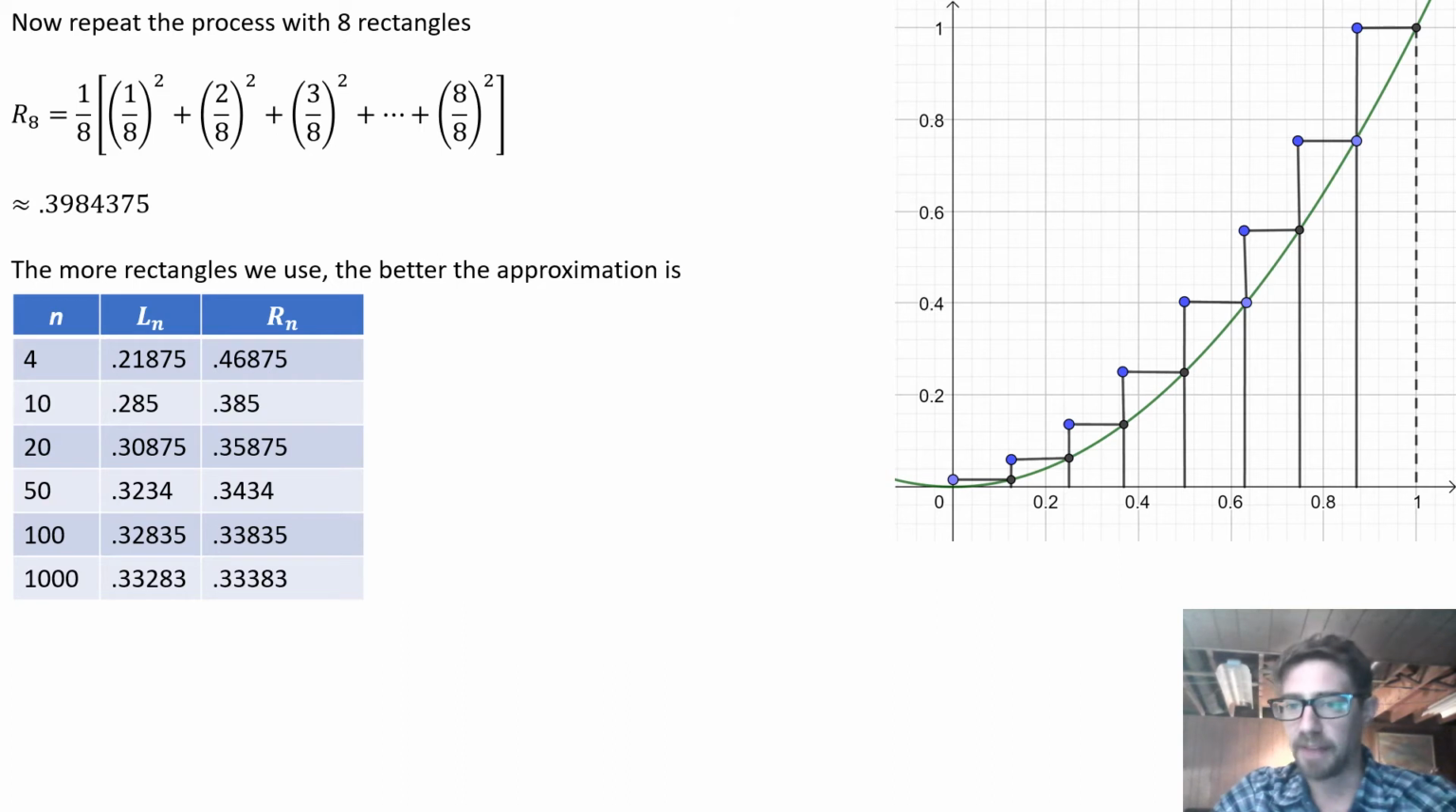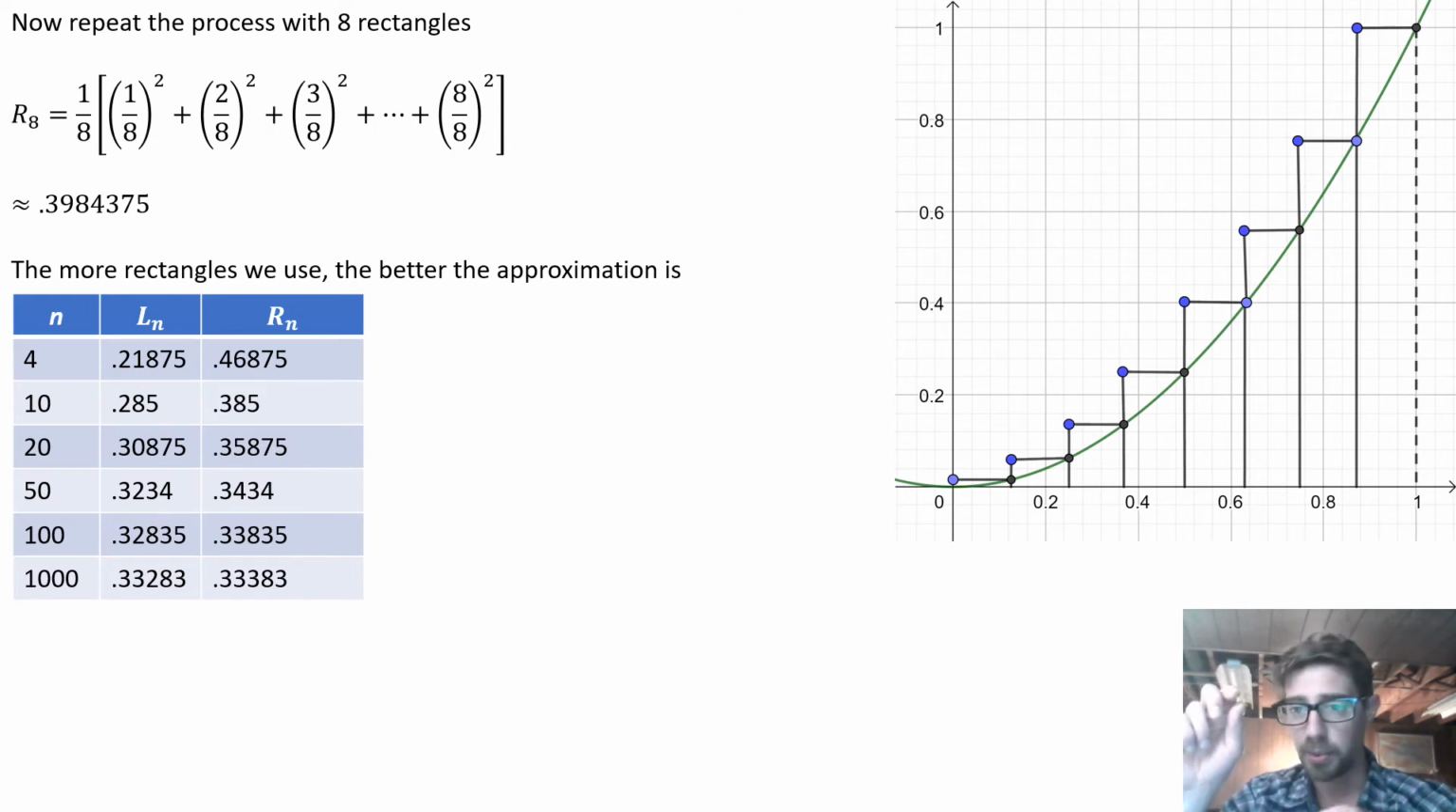So there you go. I've done the work, or a computer has. The first row is when we use 4 rectangles, that's our underestimate and our overestimate with left endpoints and right endpoints. So drawing the rectangles too small or drawing them too big. If we were to use 10, you'd get those numbers. If we were to use 20, 50, 100. So look at the 1,000.